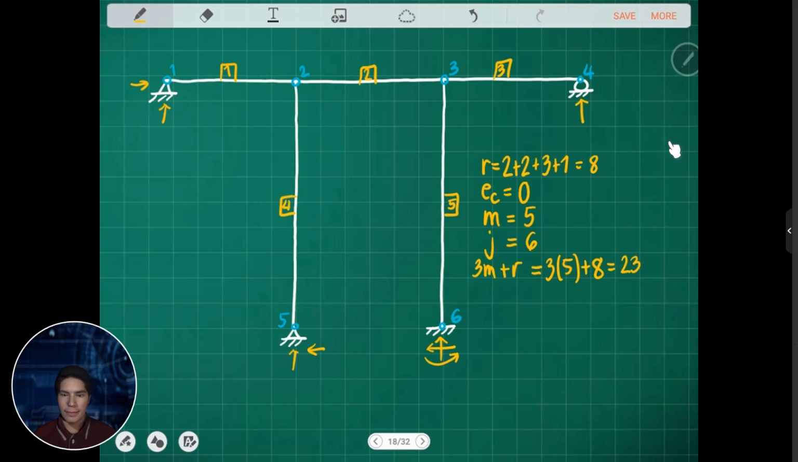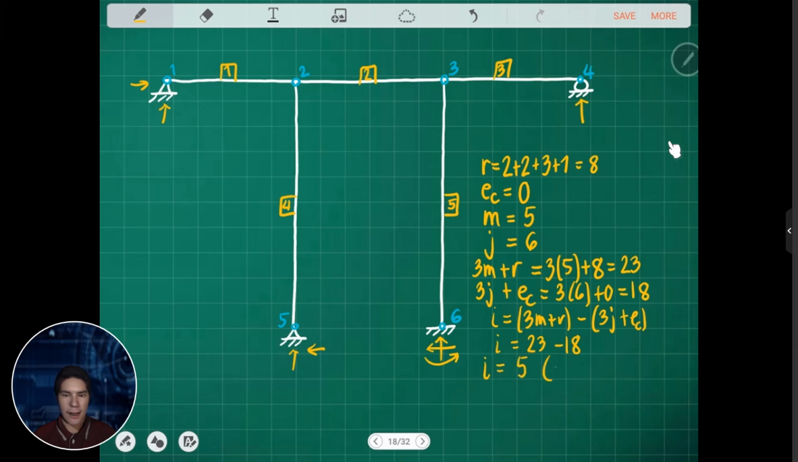And then we have 3j plus EC. So we have 3 times 6 plus 0. So therefore we have 18. So the degree of indeterminacy is 3m plus r minus 3j plus EC. So therefore we have 23 minus 18. So our degree of indeterminacy is 5. So this is indeterminate.